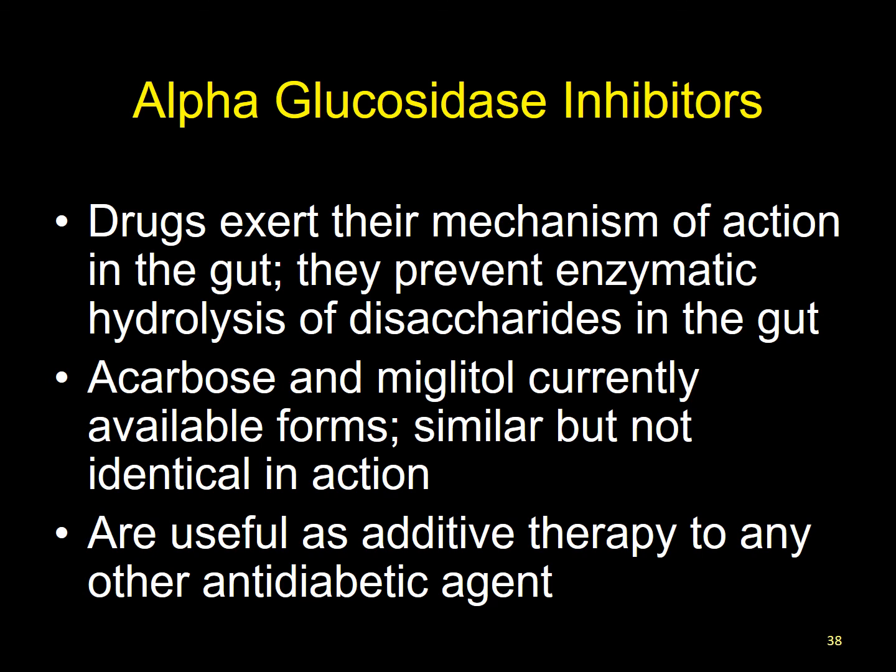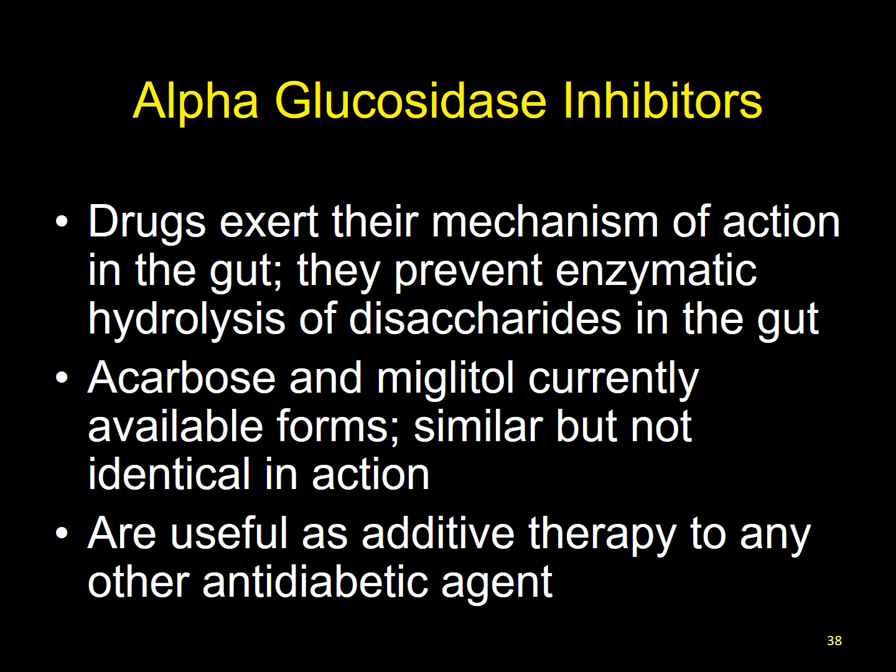Next class of drug, this is another one that you won't see so often, the alpha-glucosidase inhibitors. This targets ingested sugar. Remember I said the two primary ways you get sugar in your body is to eat it or make it. Metformin controls the insulin you make. Alpha-glucosidase inhibitors control the amount of glucose that you absorb. So they exert their mechanism of action in the gut by preventing enzymatic hydrolysis of the sugars that you eat.